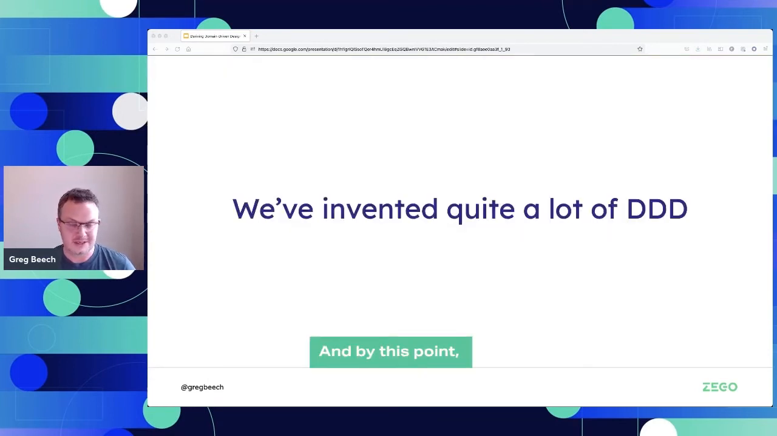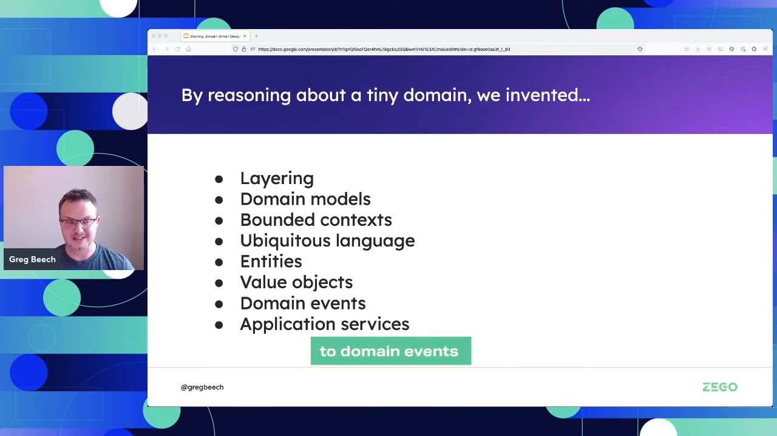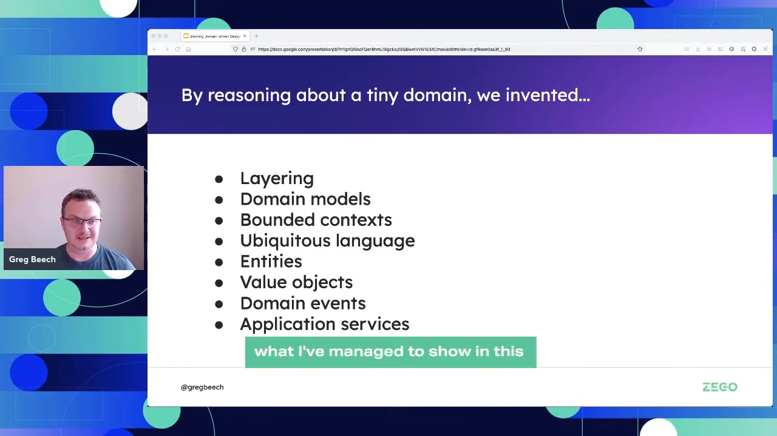Okay, and by this point, we've really invented quite a lot of domain-driven design. Just by reasoning about this tiny domain with 2 entities, we've invented layering, domain models, bounded context, ubiquitous language, entities, value objects, domain events, and application services. And hopefully what I managed to show in this is that these things are not concepts that we read in a book and force into our design. These are things that, by thinking about good design, fall out of it.